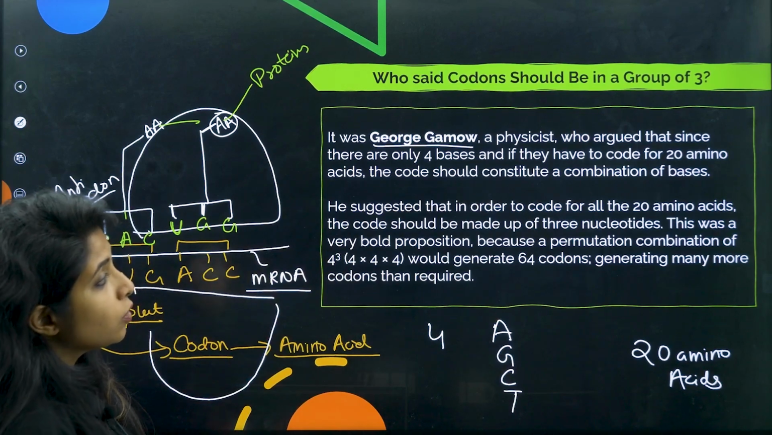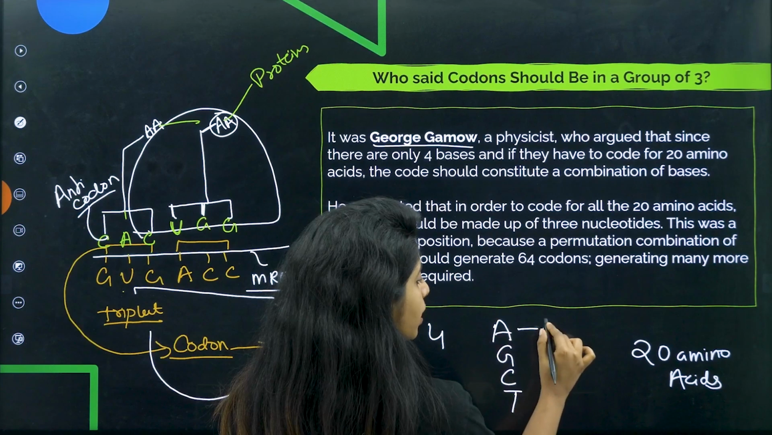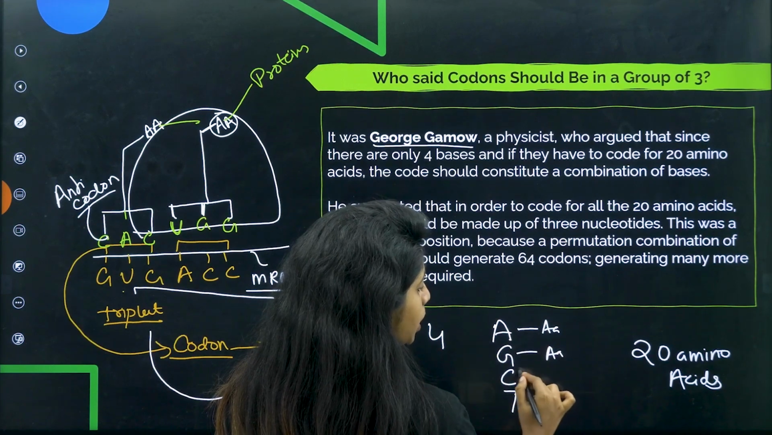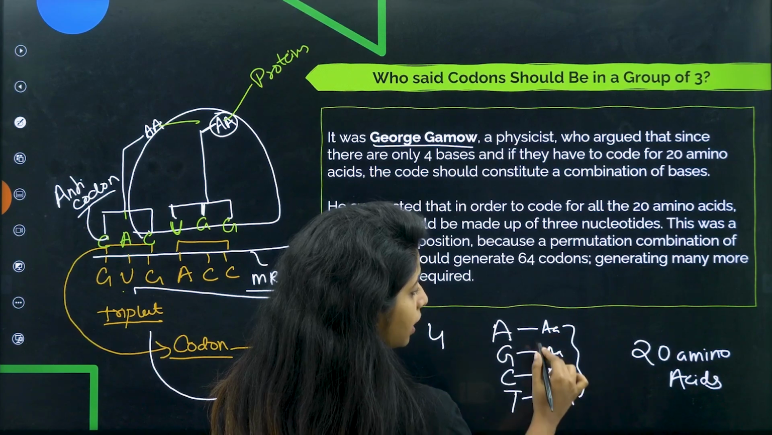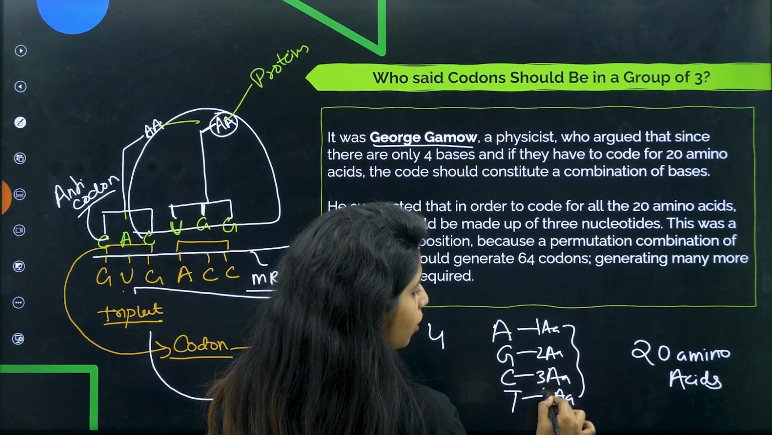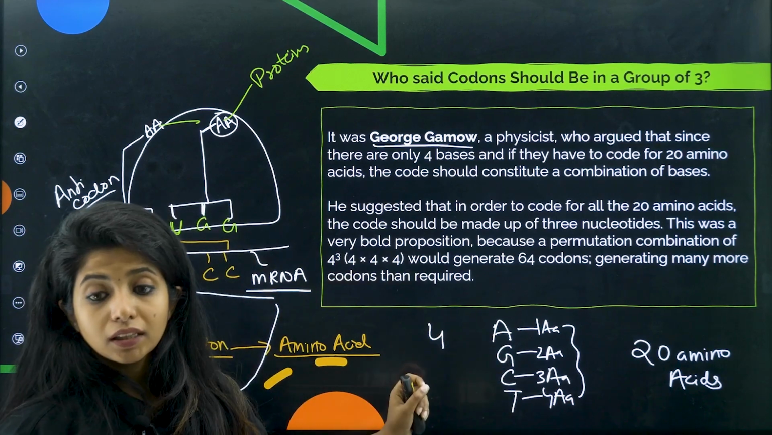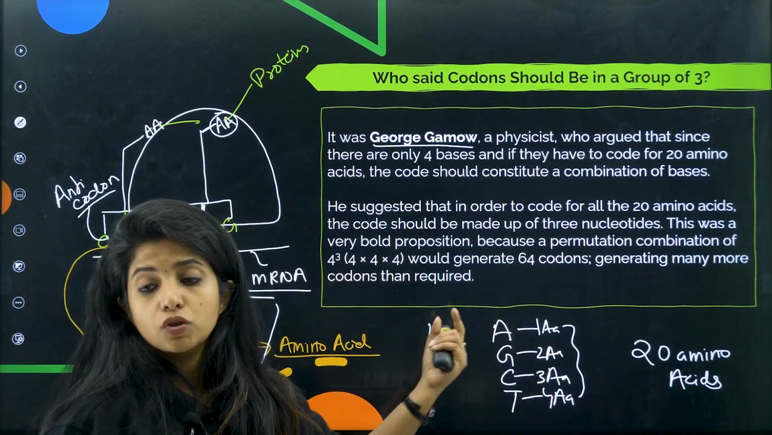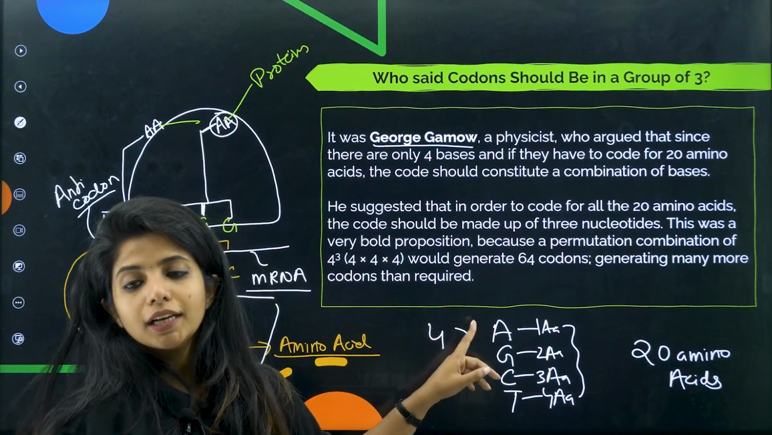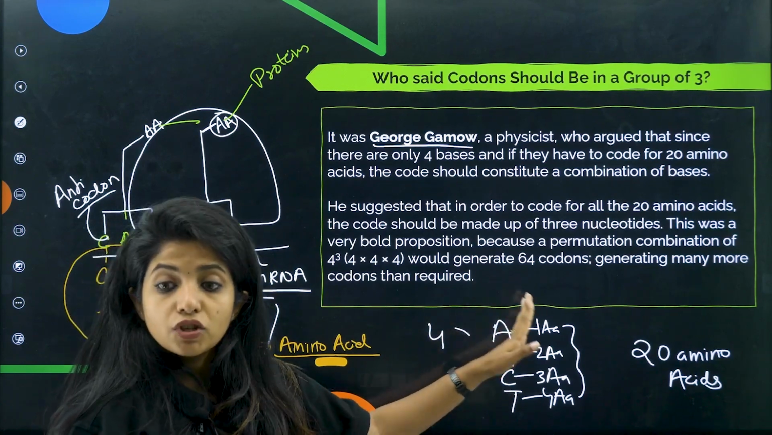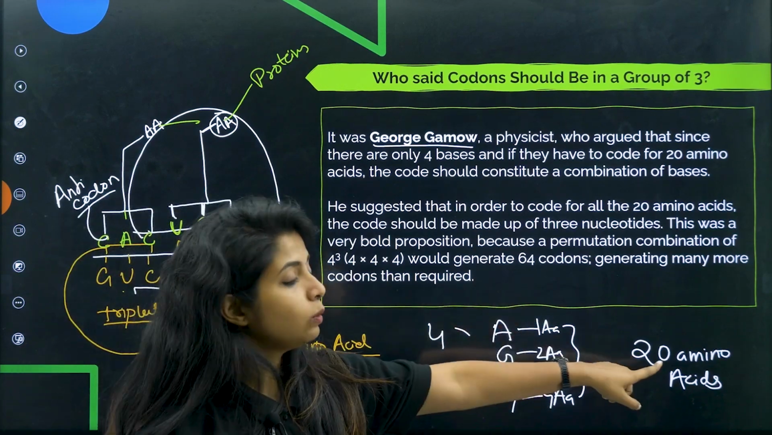So the code should constitute a combination of bases. Can I say that A will code for one amino acid, G can code for another, C can code for another and T for another? In that way, it will be 1, 2, 3, 4 types of amino acid being formed. So it cannot be taken individually. I cannot think that an individual nitrogen base gives rise to an amino acid. In that case only 4 amino acids will be made, but we want how many, children?